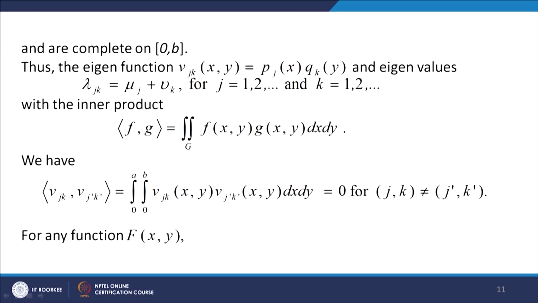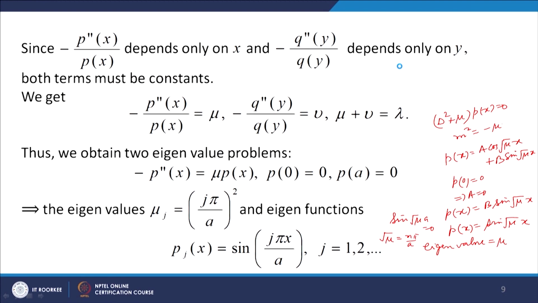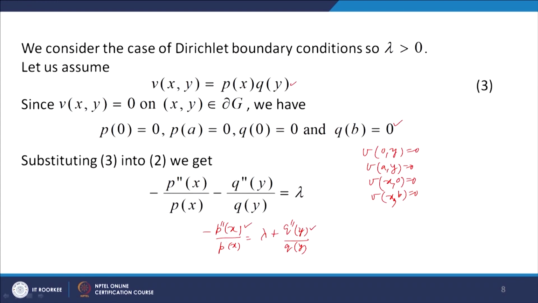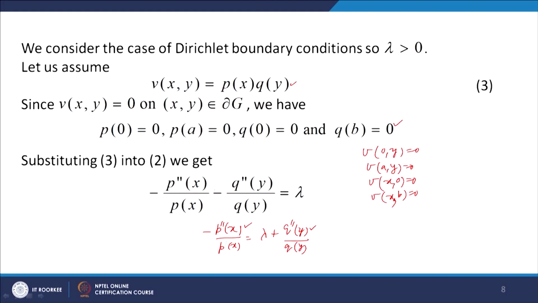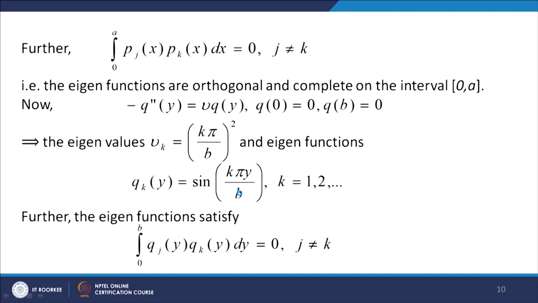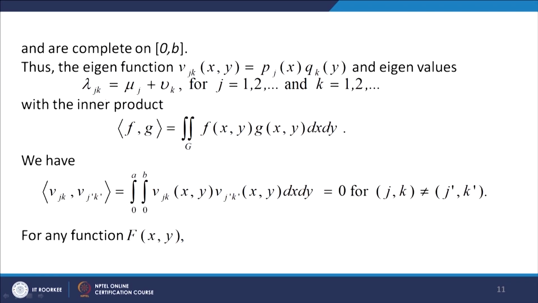Thus the new eigenfunction v j k x y is p j x into q k y, and eigenvalues are lambda equal to mu plus nu. This is the eigenvalue lambda. You can see here lambda is the eigenvalue for this eigenvalue problem, and lambda is the sum of the eigenvalues of the two eigenvalue problems. So lambda equal to mu plus nu gives you lambda j k equal to mu j plus nu k for j equal to 1, 2 and so on, k equal to 1, 2 and so on.